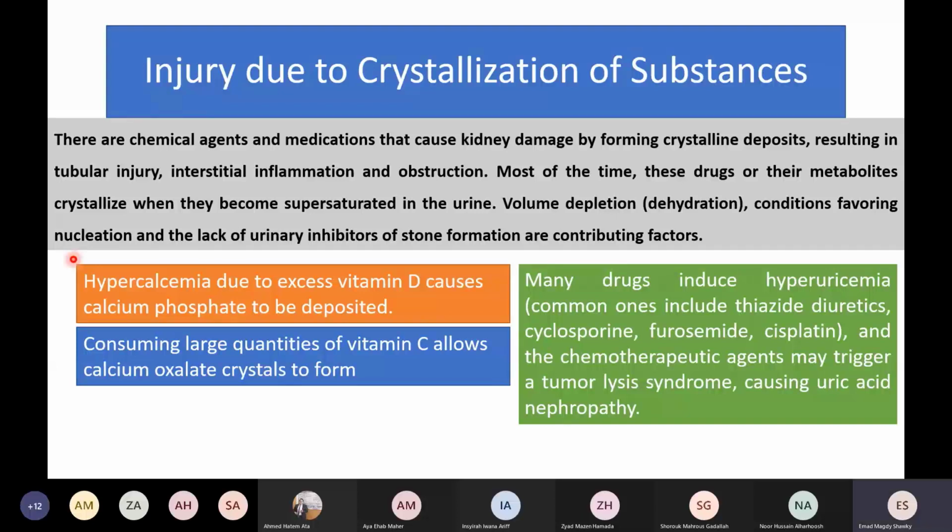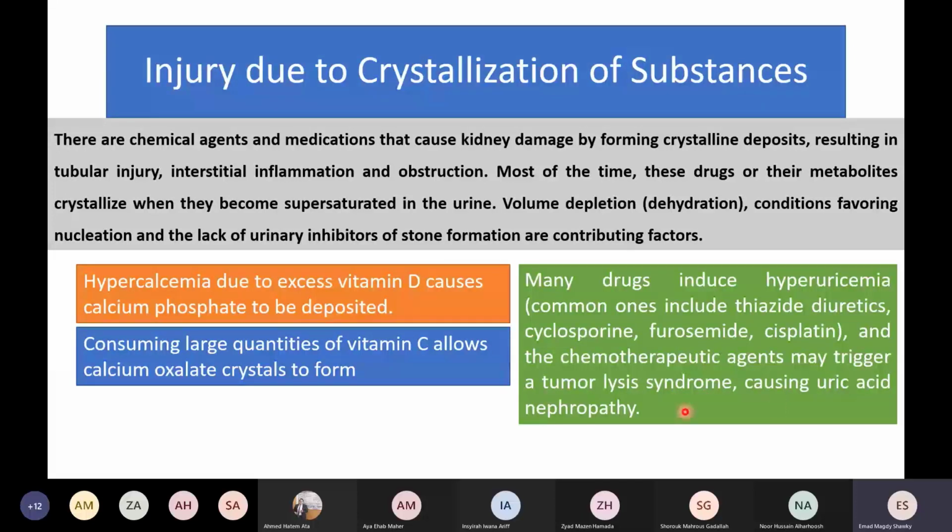Another problem, which is a forgotten one, is hyperuricemia. We have some drugs that cause hyperuricemia, like thiazide, furosemide, cyclosporin, and cisplatin used for malignancies. It's a chemotherapy. All these chemotherapeutic agents can cause hyperuricemia, or the chemotherapeutic agent, by its cellular attacking mechanism, can rupture the malignant cells, liberating the uric acid inside in a syndrome called tumor lysis syndrome, causing uric acid nephropathy.